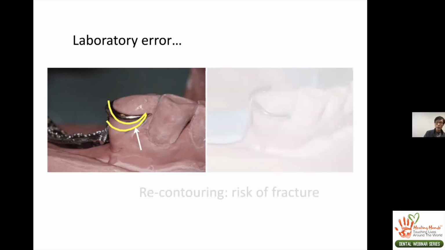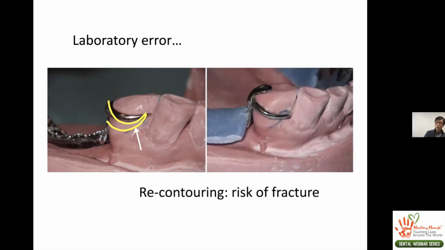If that's the case, we have to make a decision on what to do. Are we going to make an impression again, or are we going to cut that clasp arm, recast and weld it, or are we going to recontour it? For this patient case, because of other issues, I tried to recontour, and this was my best. I could not really recontour as I planned, so it didn't work.